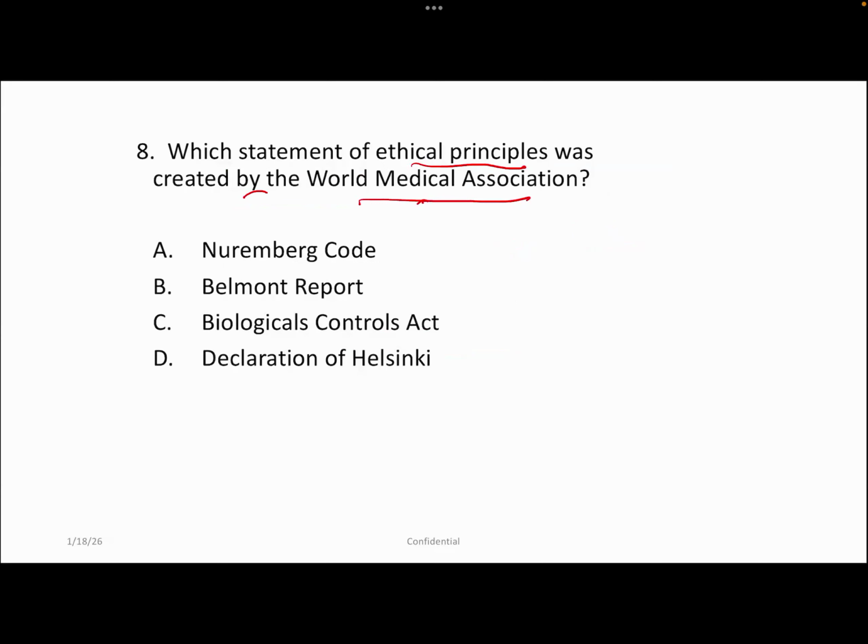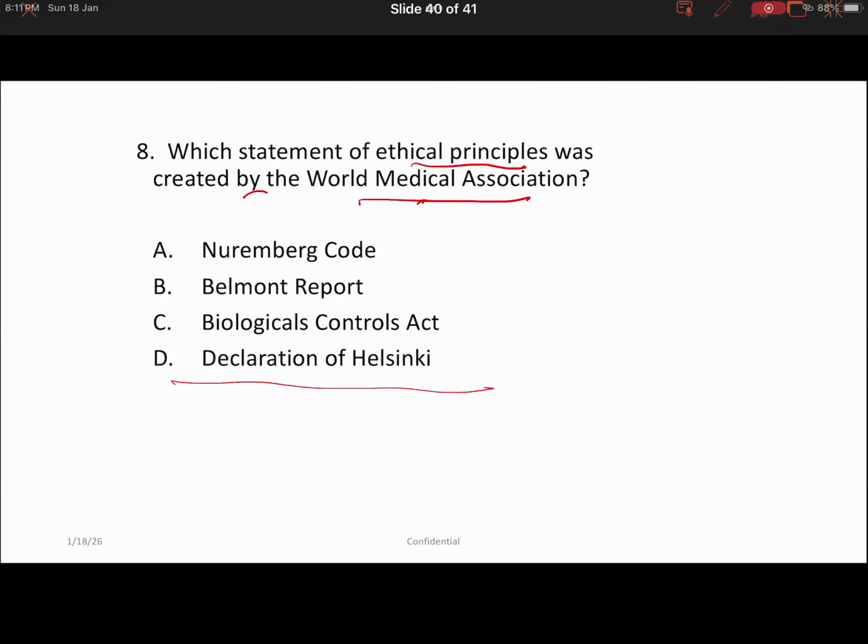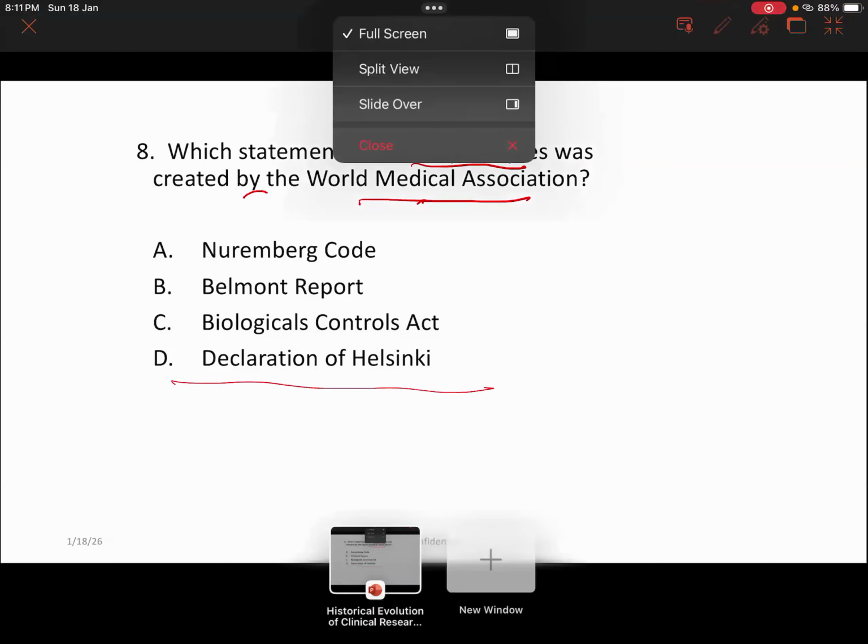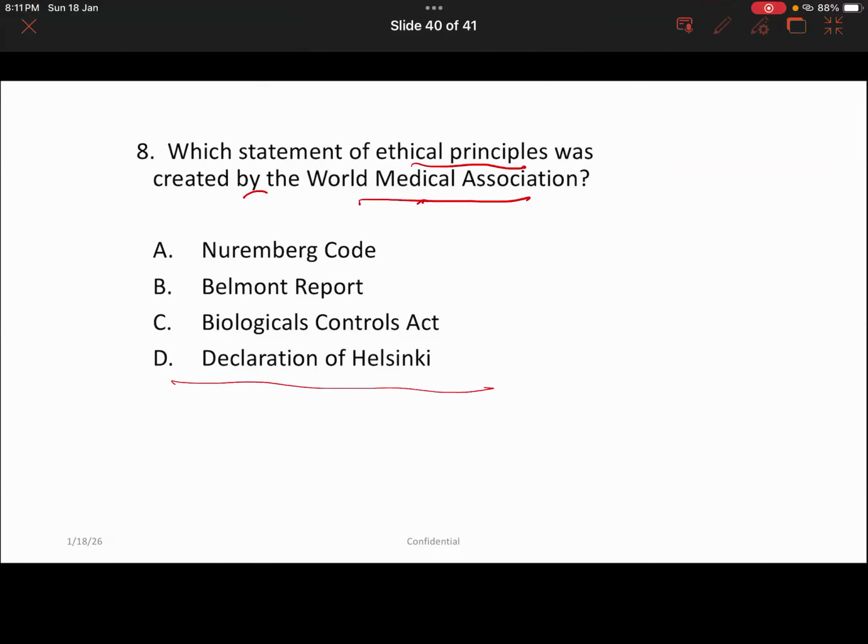Which is written on all the protocols, all the important documents as per GCP. Yes, ma'am. A majority of them are saying option D, Declaration of Helsinki. Declaration of Helsinki. That's good. So that's all from my side today. But of course, we can take up the questions now.